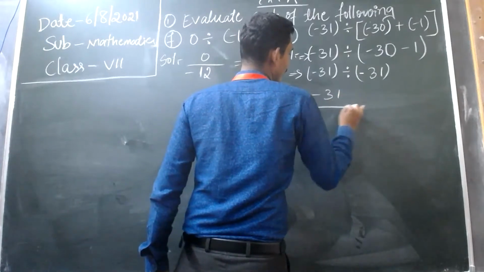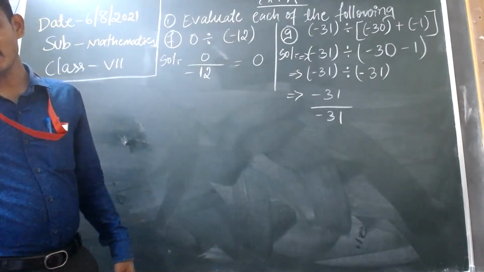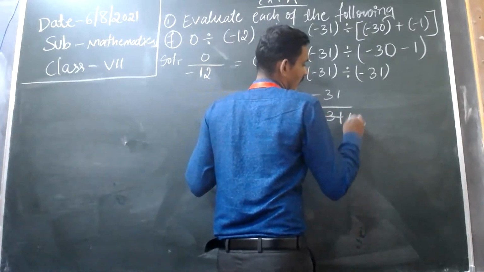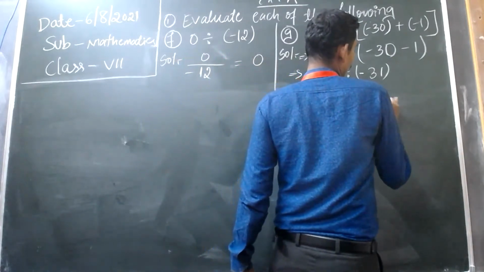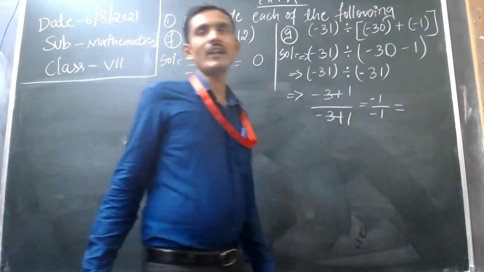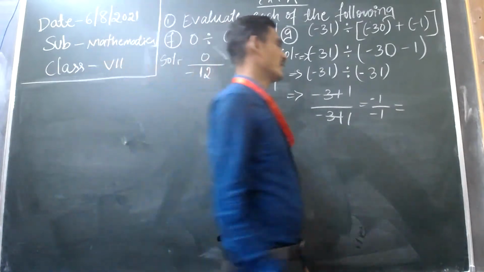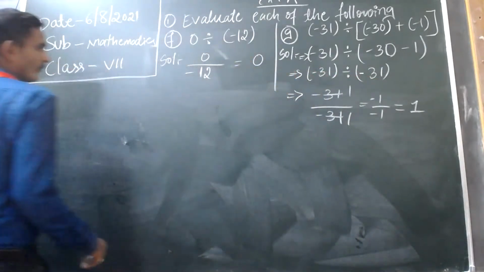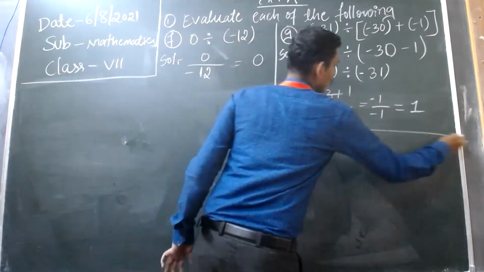minus 31 divided by minus 31. Here both are negative integers, so first we have to divide the whole thing. 31 ones are 31. That is equal to minus 1 divided by minus 1. If both are negative integers, by dividing you will get a positive, that is 1. So this completes your G question.